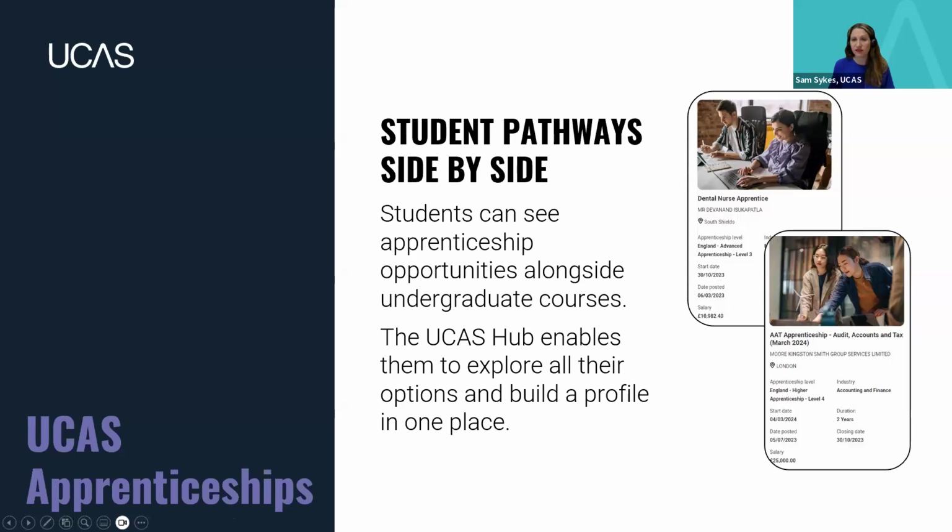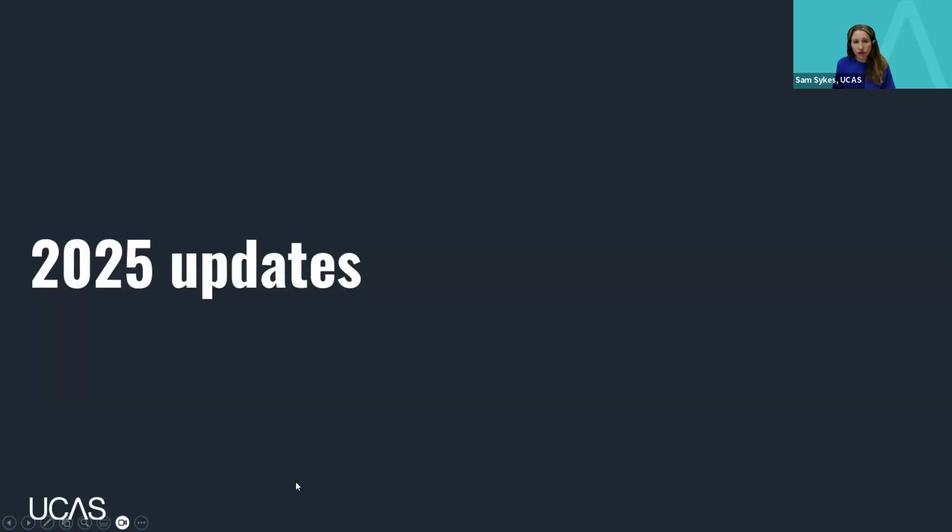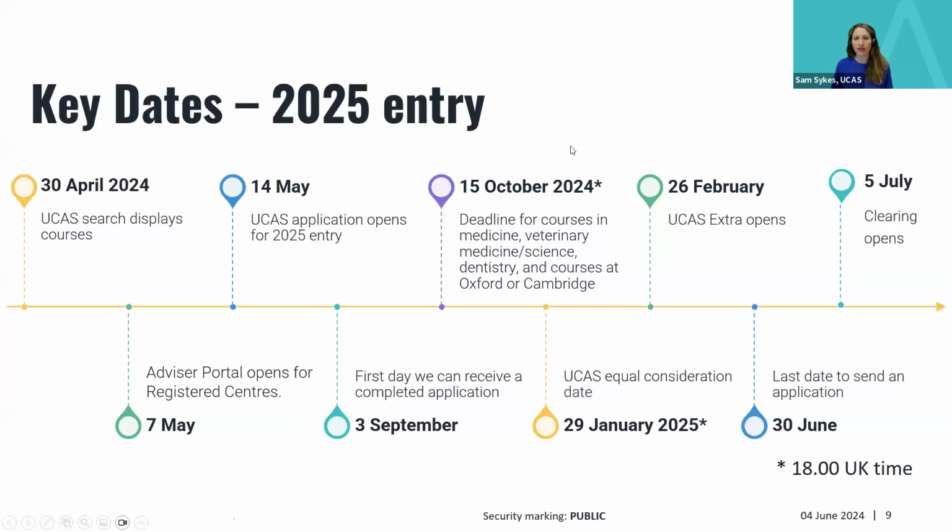So that is some of the discovery updates in terms of the developments to the UCAS hub to be aware of going into the 2025 cycle. Now I'm just going to talk a little bit about some of the application updates. I can't see any key questions coming up at the moment, but I will answer questions at the end. So there have been some updates to the application, which I'm going to go through in just a second.